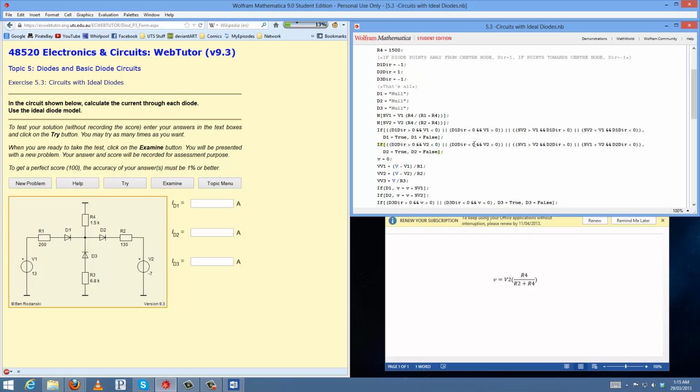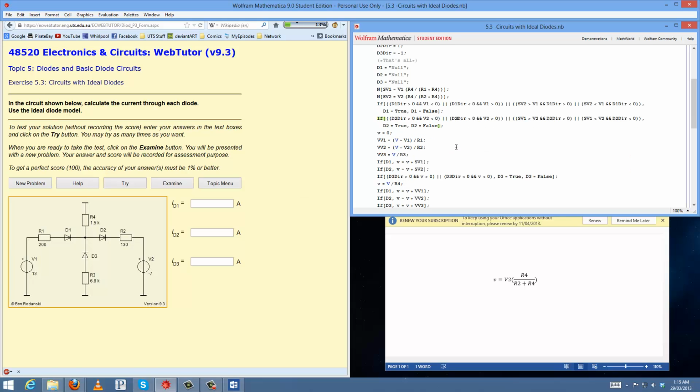That's all I'll say for that. Once you've figured out whether D1 is on or off, and D2 is on or off, you move to the next step by figuring out what the voltage is in the central node.